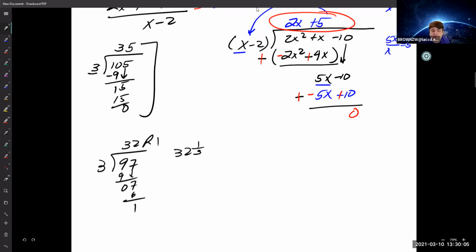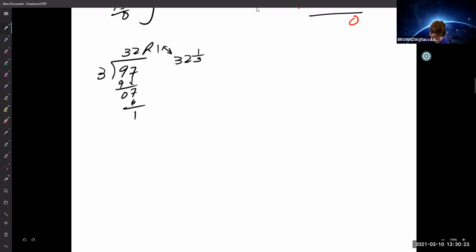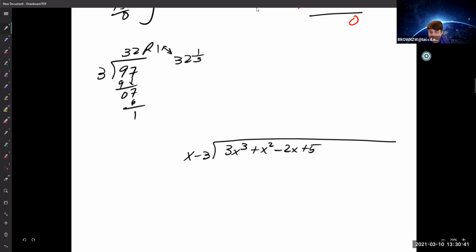So we'd have 32 remainder 1, or the other way you could write this is in fraction form, 32 and 1/3. When we're doing long division with variables, these are going to be our 2 forms, because we can't really do decimals with variables. So let's do an example where we don't divide fully evenly. Let's look at x minus 3 into 3x cubed plus x squared minus 2x plus 5.